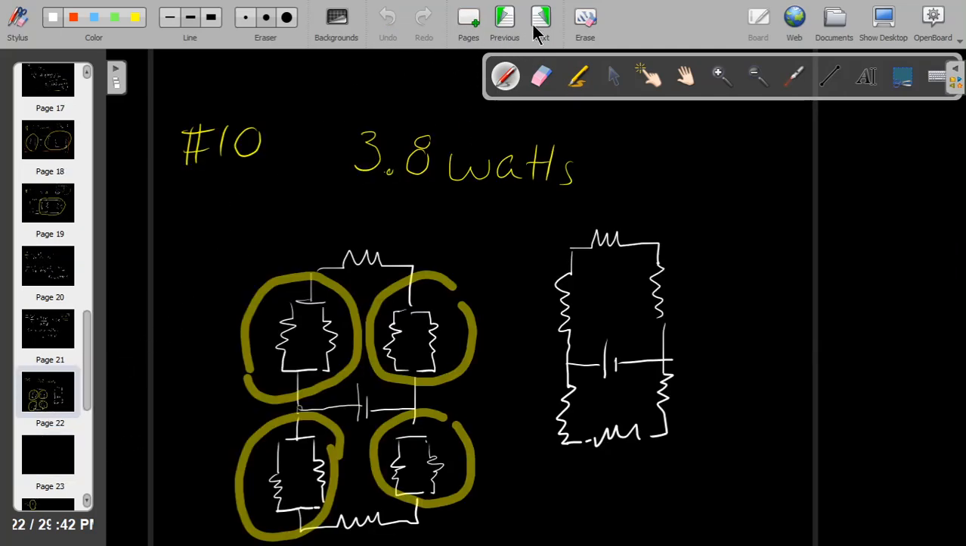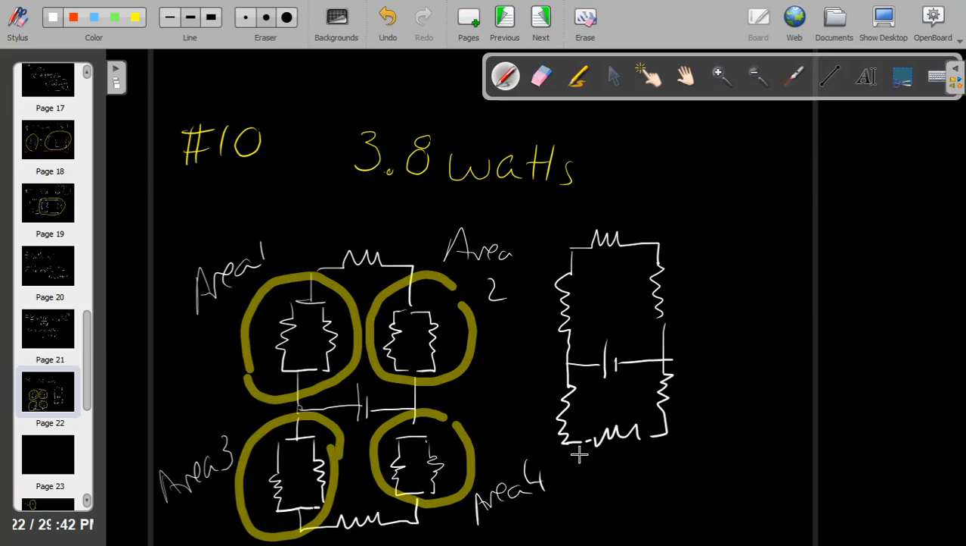Maybe I should name those. Let me name them so we don't get confused. This is going to be area 1, area 2. Did I name them like this? Yeah. Area 3, because I have it on my pages like this, and area 4.